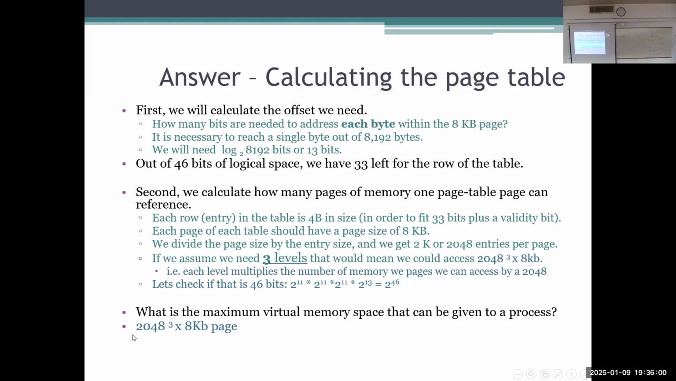I mean, it's not a stupid question. It's just emphasizing the point. It's that number that we got. Yeah, 2048 to the third times this many kilobytes. Oh, that should be a big B.